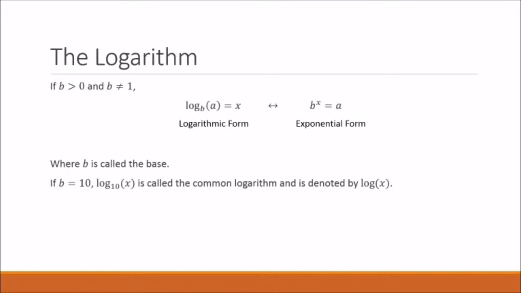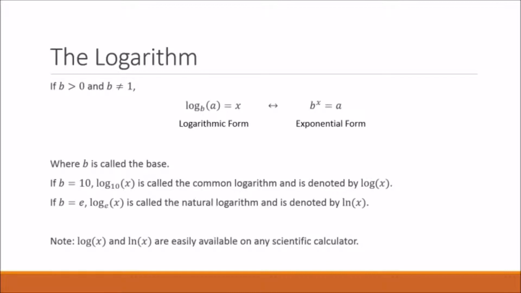If the base is equal to 10, log base 10 is called the common logarithm and is denoted by log of x. If b is equal to e, log base e is called the natural logarithm and is denoted by ln of x. The reason that I mention these is because log of x and natural log of x are available on almost any scientific calculator.